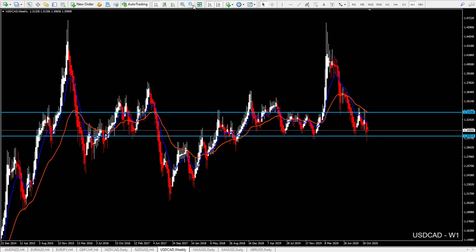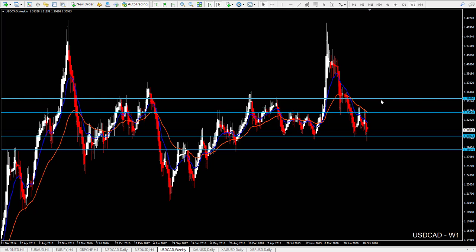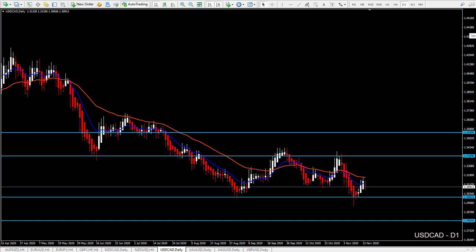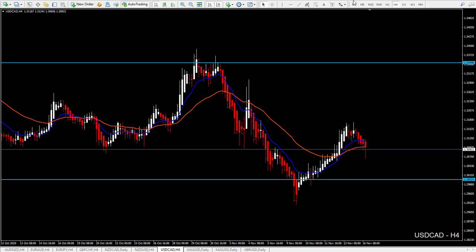Let me find the support area. It is here, and next resistance will be up here. So we go to daily. Daily is still pointing down. We have this daily short 1 2 3, so intraday traders are okay to look for short entries.